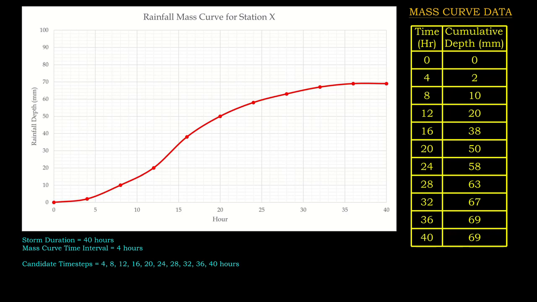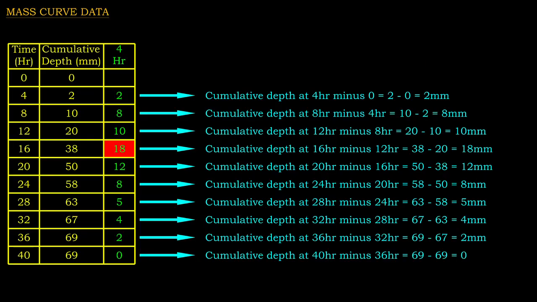To cover all the time steps, we should tabulate the cumulative rainfall depth for every 4 hours. First, we will append a column to the right side of our table. This column represents the 4-hour duration. To fill this column, we need to calculate the incremental rainfall depth for every 4 hours. For instance, for the 4th hour, the incremental depth under 4-hour duration equals 2 mm minus 0, resulting in 2 mm. The process continues until we fill this column completely.